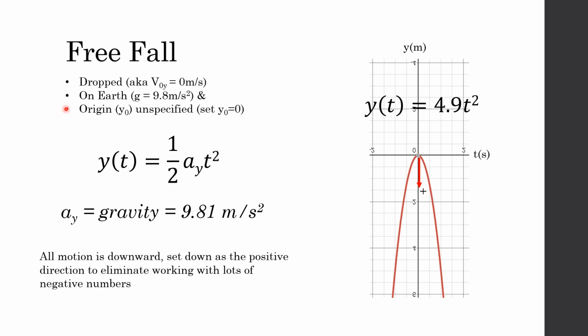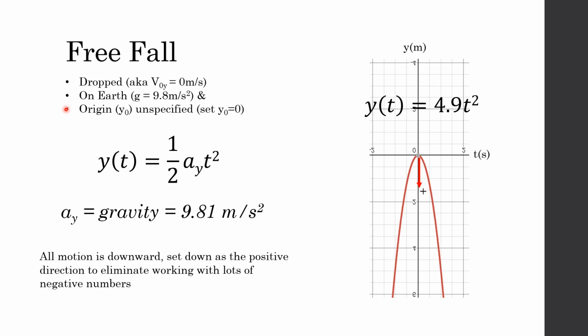And then the last thing is they may or may not give you an origin. For this simple example, I'm saying that the problem didn't give you an origin. So as I mentioned in my advice on the previous slide, define that as 0. There's no sense adding extra numbers and muddying the waters if you don't have to.